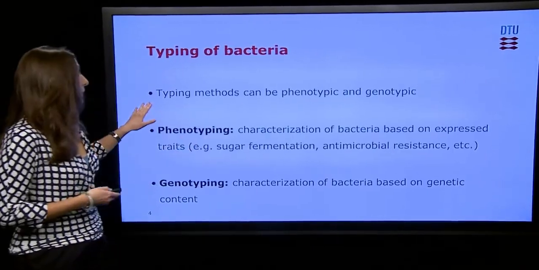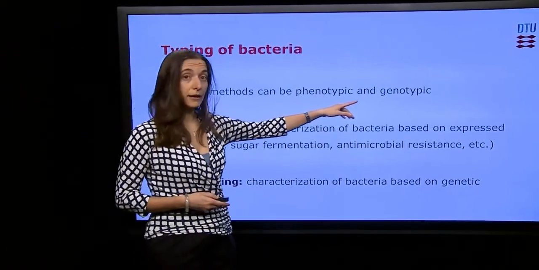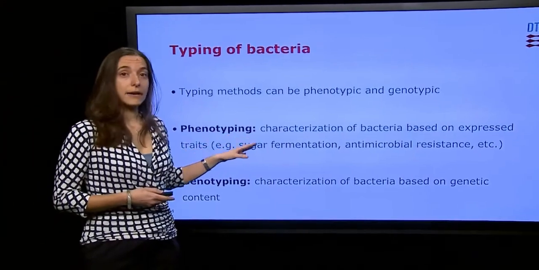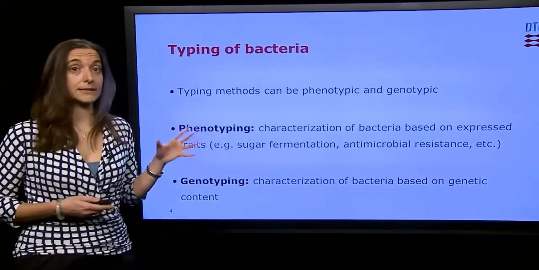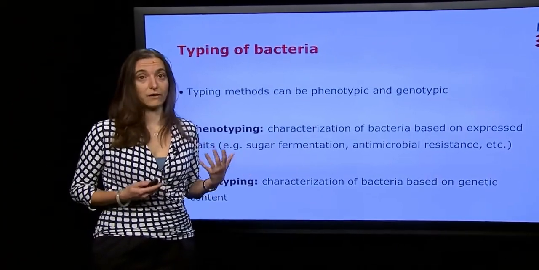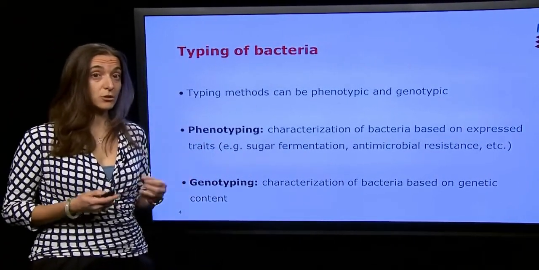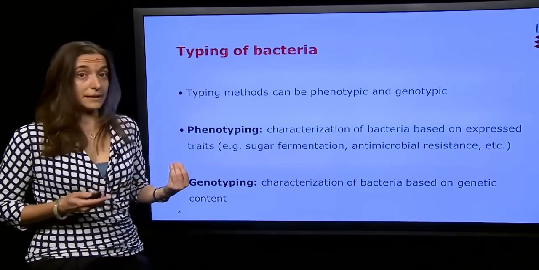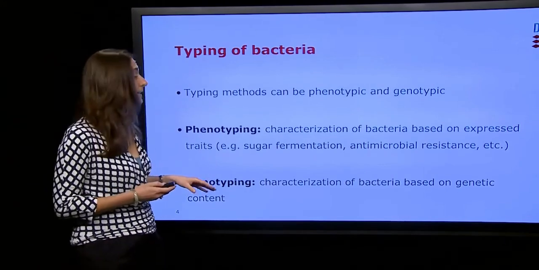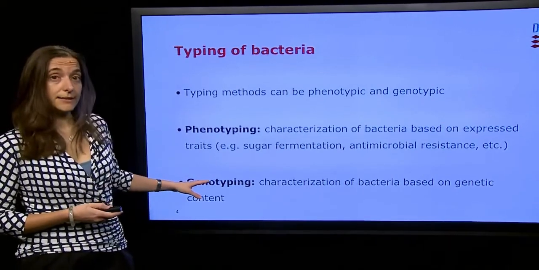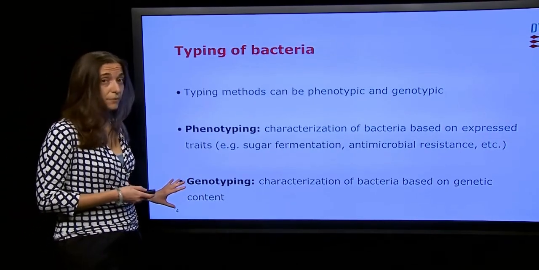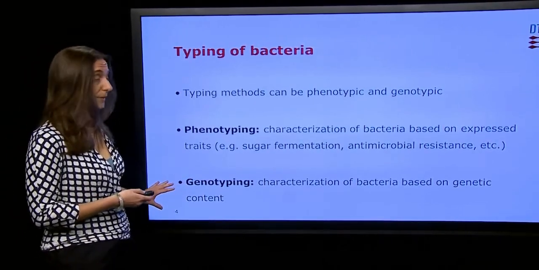We can type by different methods. We can type by phenotypic method and we can type by genotypic method. When we perform phenotyping, we are characterizing bacteria based on expressed traits, based on what we see. For example, this is the old-fashioned way of characterizing bacteria based on sugar fermentation, so change of color in media, or based on antimicrobial resistance patterns. What is performed more often nowadays is the genotyping, that is the characterization of bacteria based on genetic content. And in the remaining part of this lecture, we will mainly talk about the genotyping.